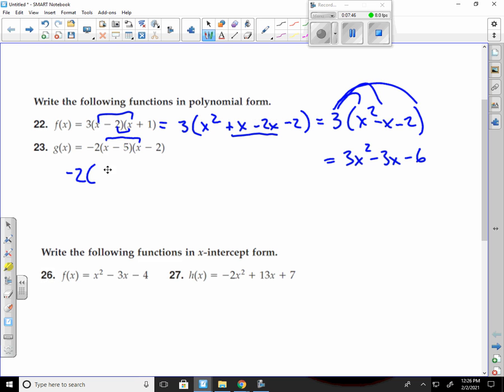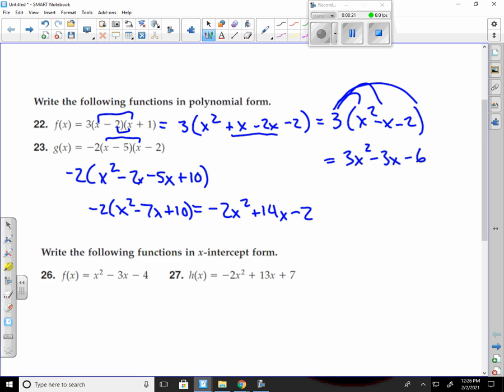Next one, leave the negative 2 out in front. x times x is x squared. Outer is negative 2x. Inner is negative 5x. Last is positive 10. There are the like terms. So negative 2x minus 5x is negative 7x. That's negative 2 times the quantity x squared minus 7x plus 10. Distribute the negative 2: negative 2x squared plus 14x minus 20.